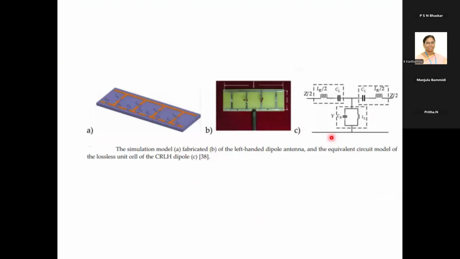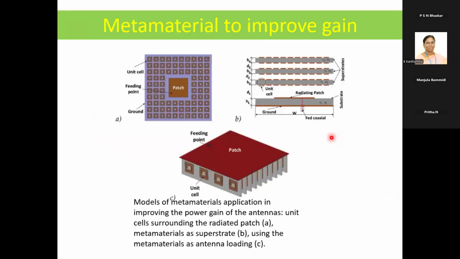So this is the electrical equivalent of the unit cell structure. So this is one more way of using the metamaterial for improving the gain. Like you are going to use the metamaterial as a superstate here.